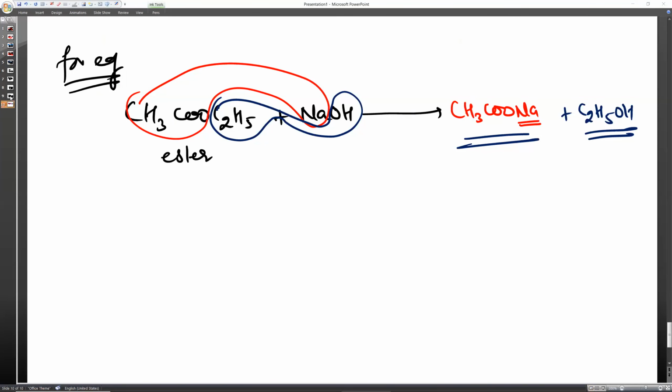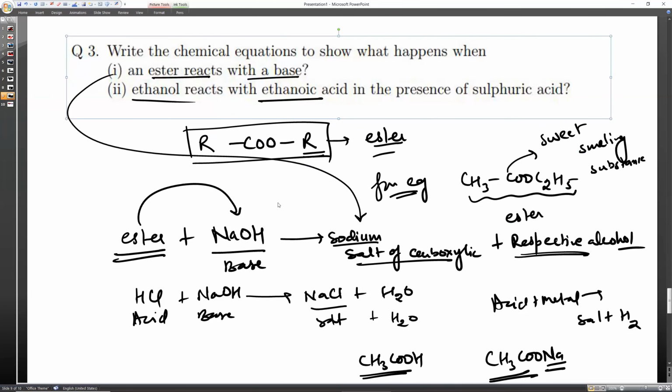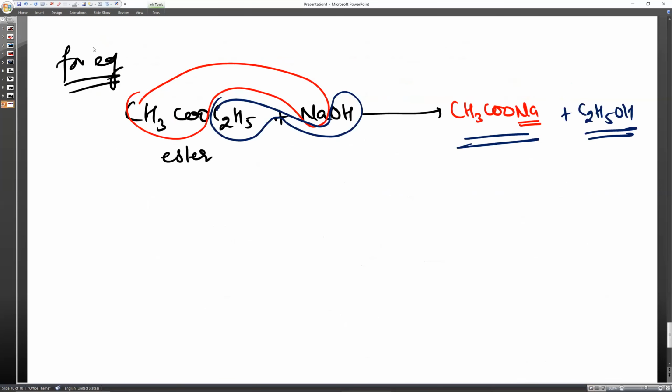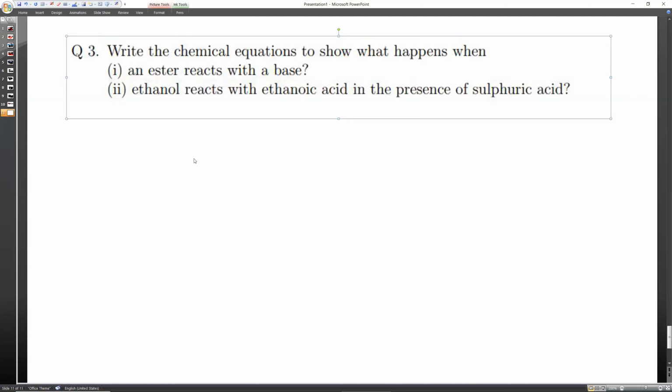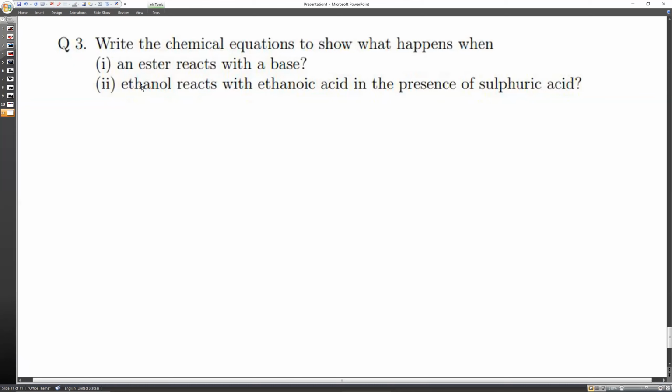Similarly, another chemical equation. What happens when ethanol reacts with ethanoic acid in the presence of sulfuric acid? Ethanol is a type of alcohol. Eth means two, so it is a two carbon alcohol. Alcohol, when reacting with a carboxylic acid, and ethanoic acid is a two carbon carboxylic acid.